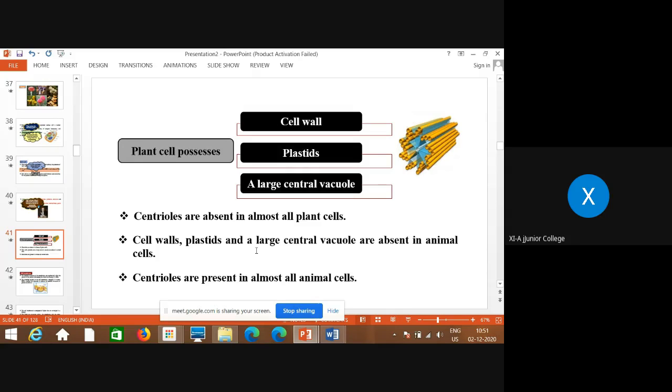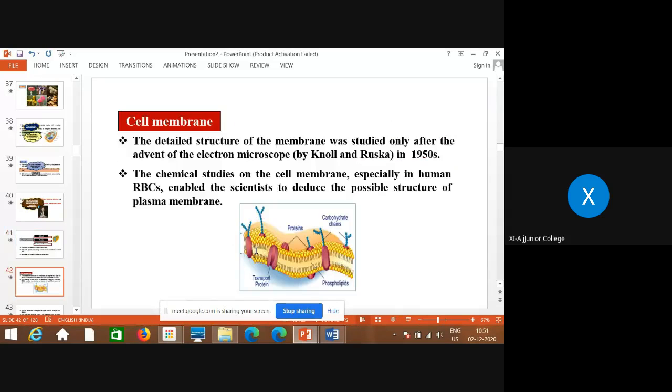Now, along with these two-three points, there are many more points with which we can differentiate plant cells from animal cells. But at the end of the chapter, we will be discussing all those points. Right now, you just remember how we can differentiate the plant cell from the animal cell.